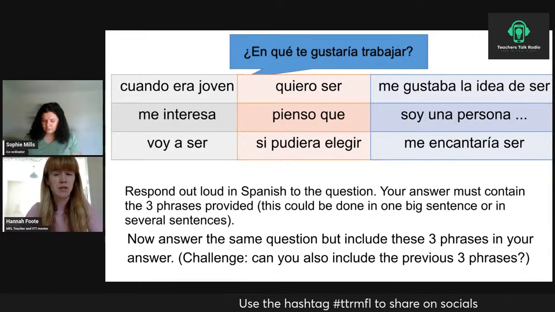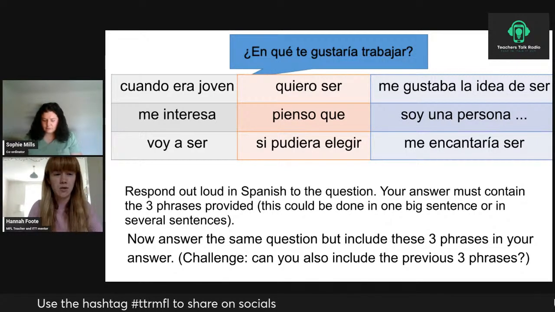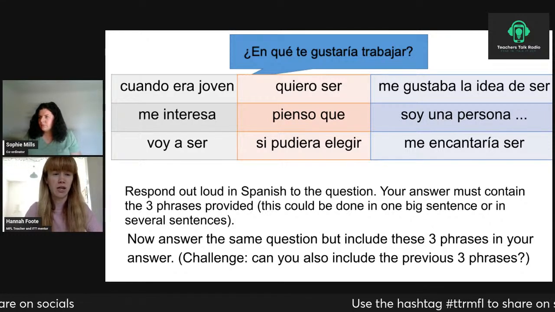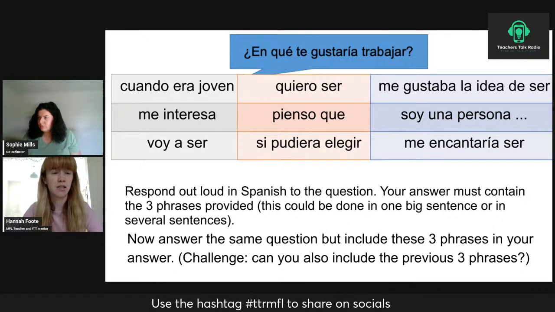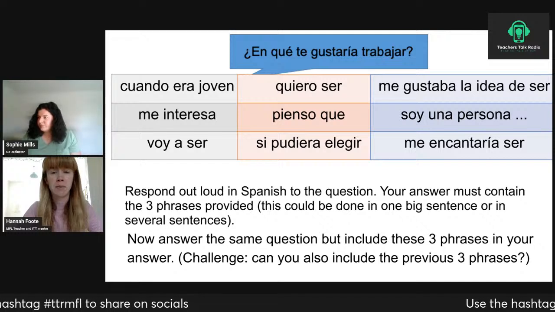Students really love this because they've got the freedom to answer the question. You know, there are no barriers, there's no specific way in which they have to answer the question. They've just got to keep talking. And again, I might set a timer for 30, 45 seconds. As I set the challenge of including more and more phrases, then that time might go up to a minute.